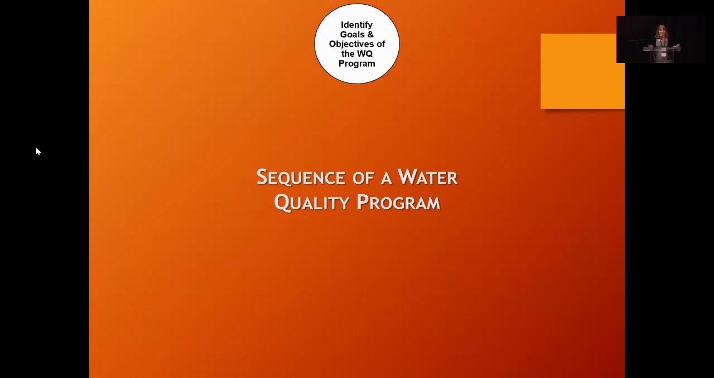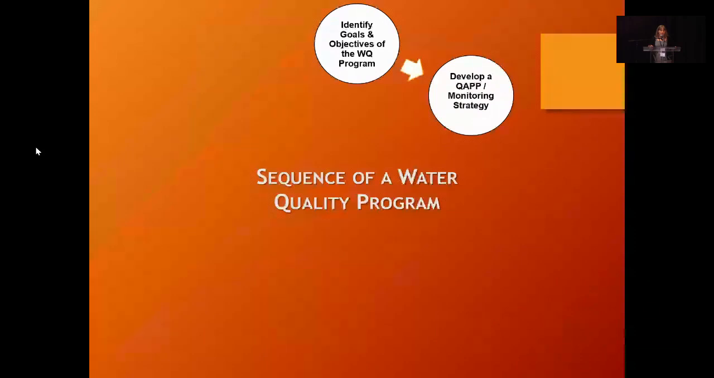So for example, if you're just wanting to monitor water quality in tribal surface waters to make sure it's safe for fish consumption, swimming, or to recreate in those waters. Once you identify your goals and objectives, you can develop a quality assurance project plan, a QAPP, and a monitoring strategy that outlines how you plan to do this. This ensures that the samples you take and the data you collect are of good quality and can be replicated by future staff.